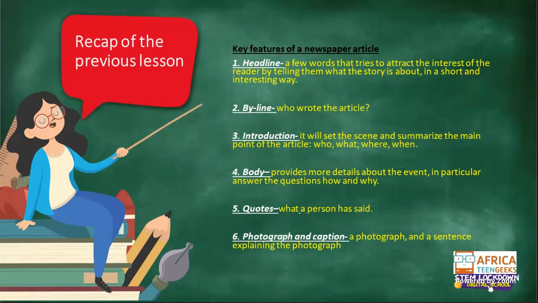The key features of a newspaper article are: the headline, which is a few words that try to attract the interest of the reader by telling the reader what the story is about in a short and interesting way. Number 2, the byline, which tells us who wrote the article. Number 3, the introduction, which sets the scene and summarizes the main point of the article. Number 4, the body, which provides more details about the event. Number 5, the quotes, which tell us what a person has said, while number 6 is the photograph and the caption.